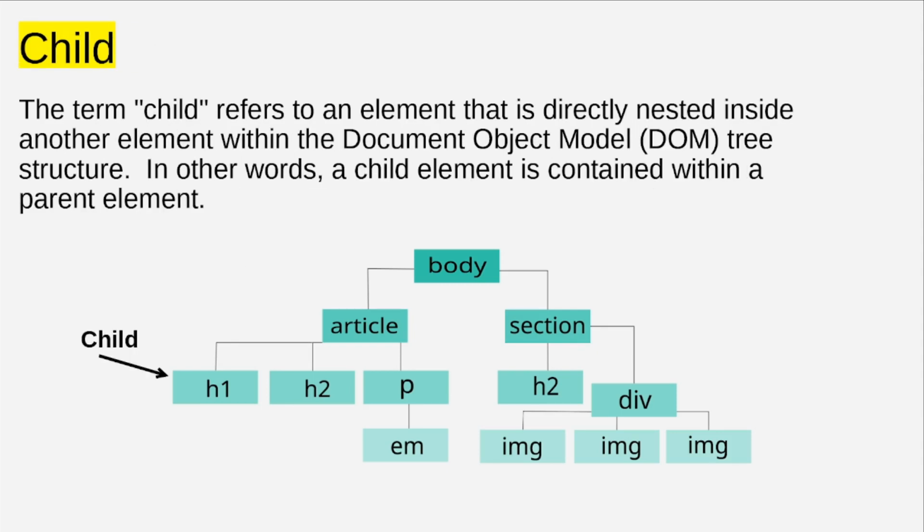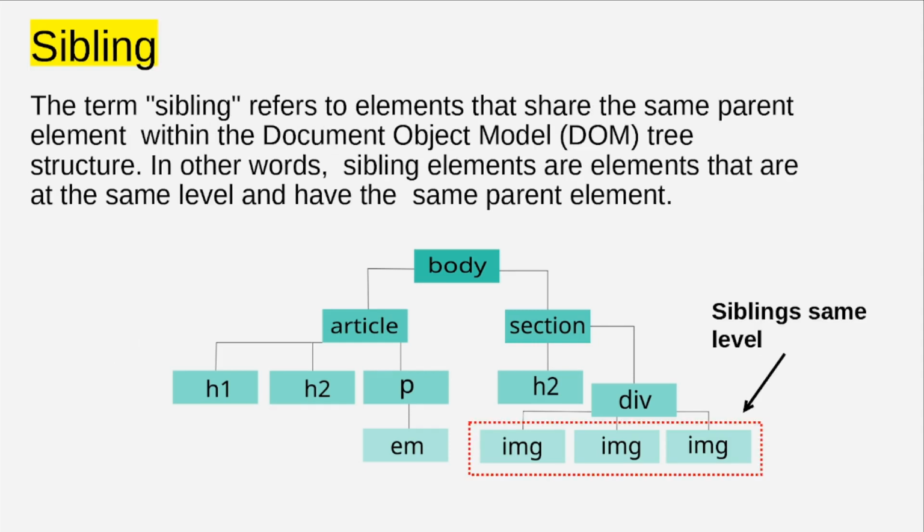The term child refers to an element that is directly nested inside another element within the document object model. In other words, a child element is contained within a parent element. As you can see, we have H1, which represents a child. The term sibling refers to elements that share the same parent element within the document object model. In other words, sibling elements are elements that are at the same level and have the same parent element. As you can see on the chart here, under the div element, we have the sibling images.